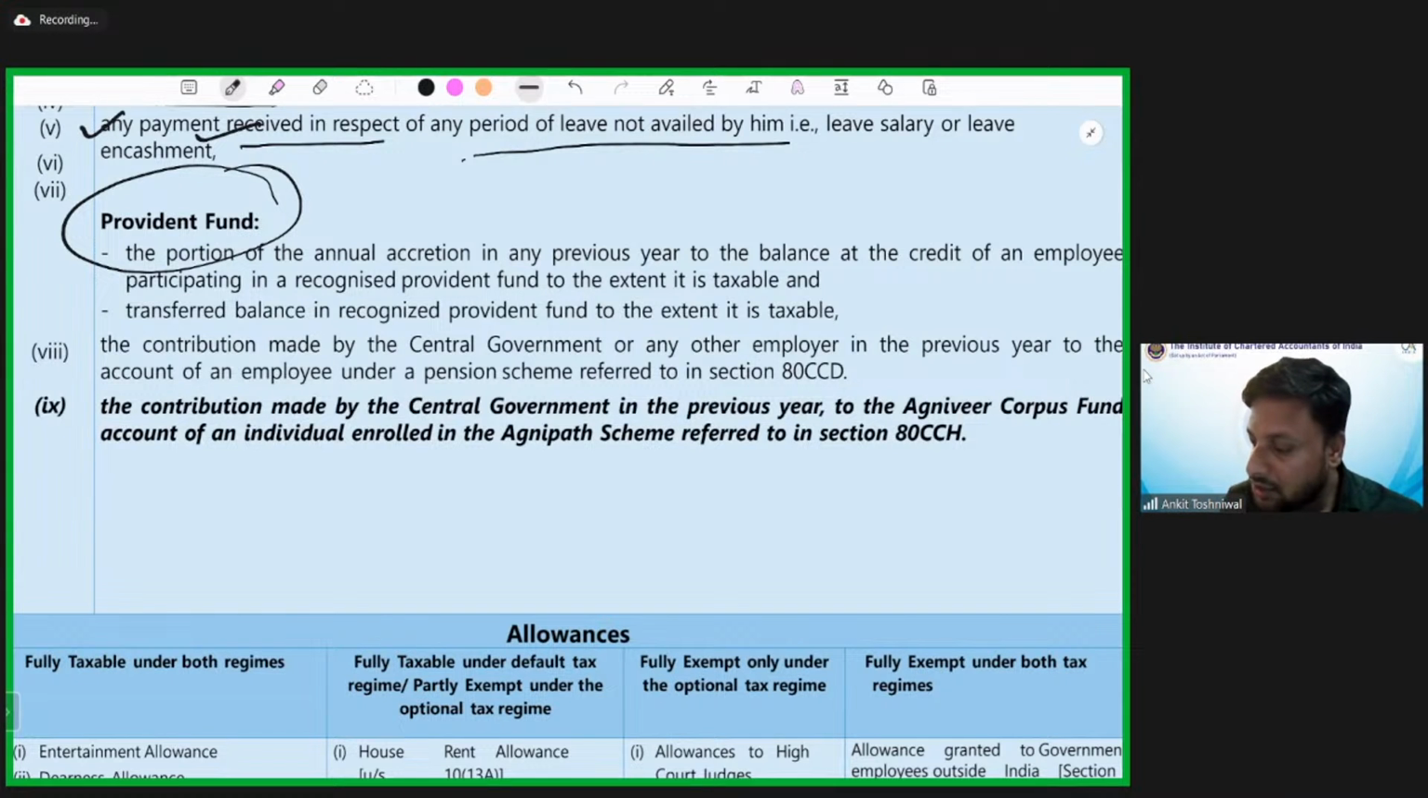Now it's saying the portion of annual accretion in any previous year to the balance at the credit of the employee participating in a recognized provident fund to the extent it is taxable, and transferring balance recognized. We will discuss it. Don't worry. For the time being, skip it. We will discuss it. Okay.